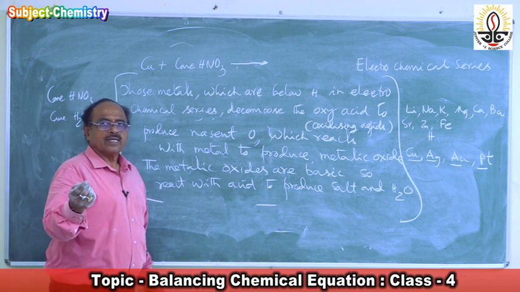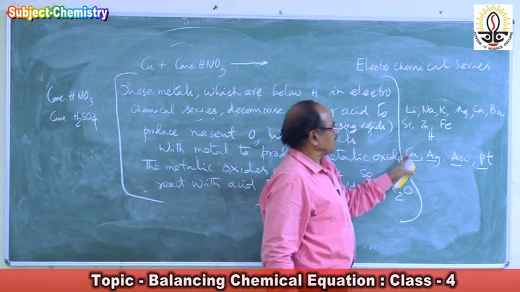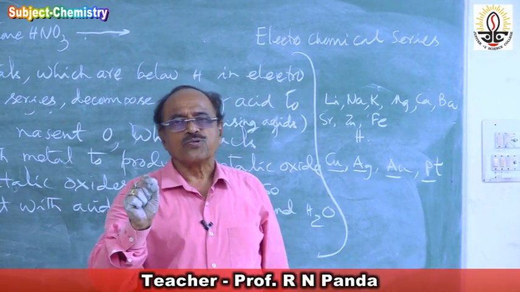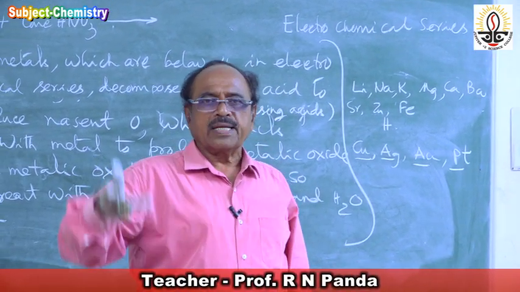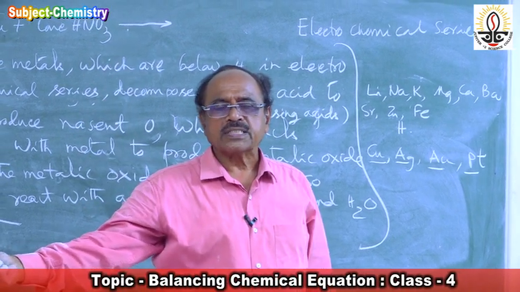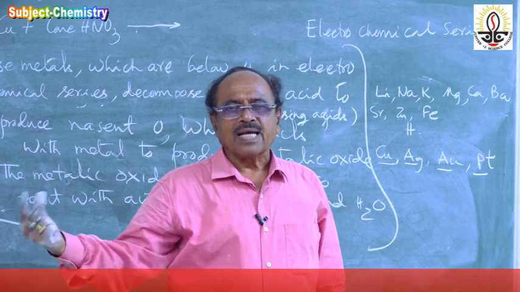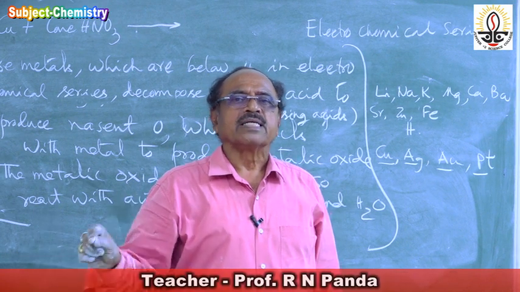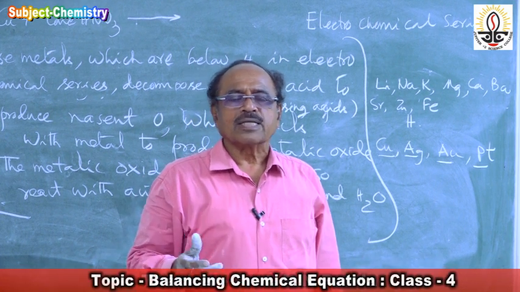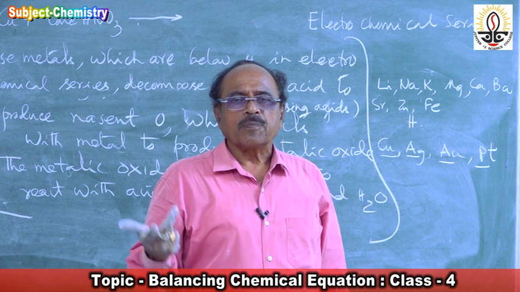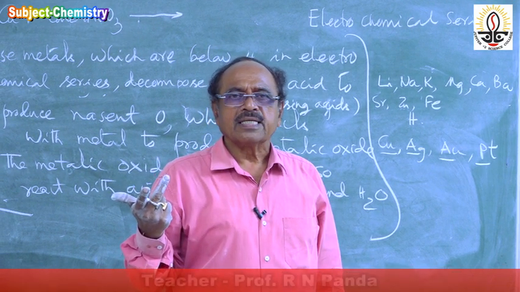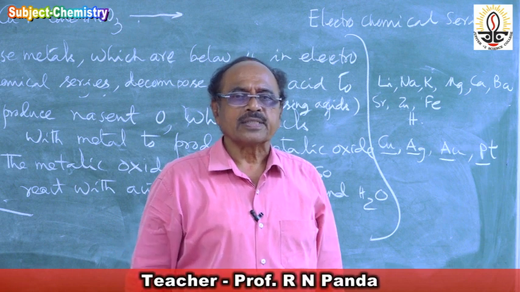So we have taken copper. Copper is below hydrogen in the electrochemical series, so it decomposes the nitric acid to produce H2O, NO2 and O. You got the nitrogen dioxide gas, a reddish brown gas. Then it produced oxygen. That oxygen is nascent oxygen, newly born. Nascent means newly born. That reacts with copper to form what? Copper oxide. Copper oxide is a metallic oxide. Metallic oxides are basic oxides, so they react with the acid to produce salt and water.